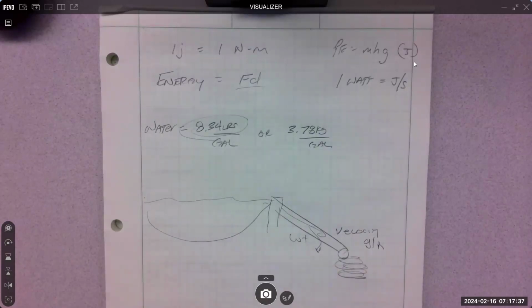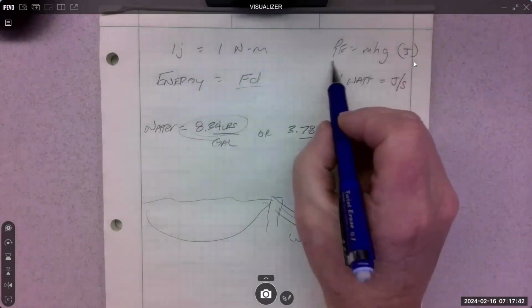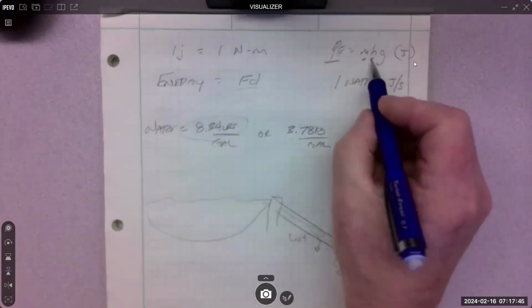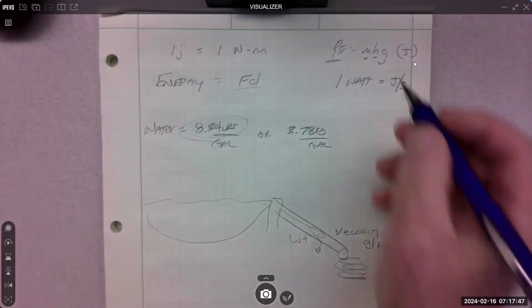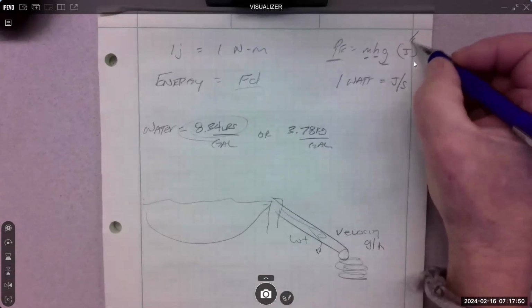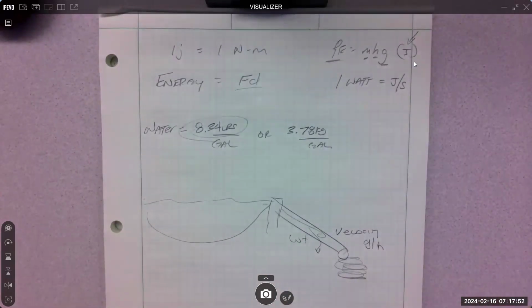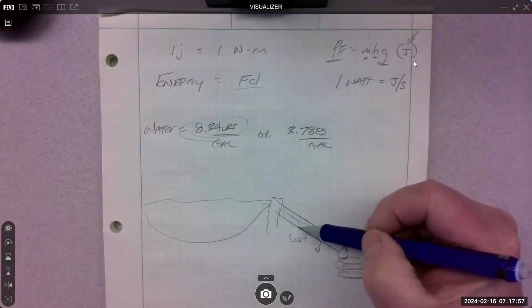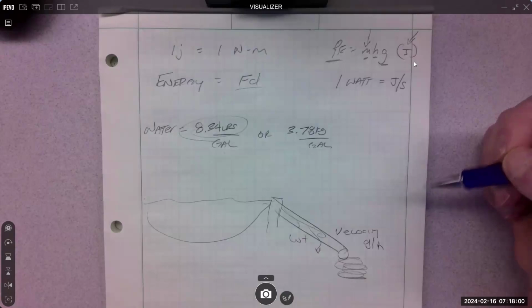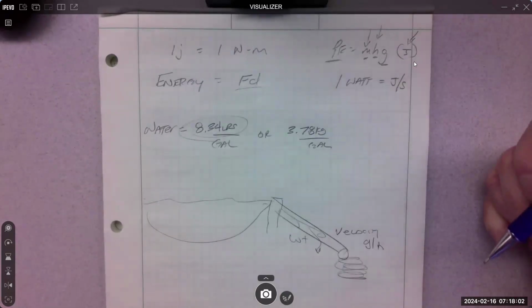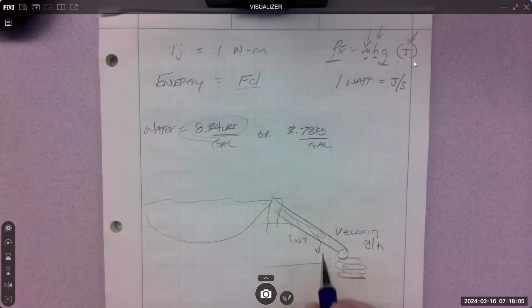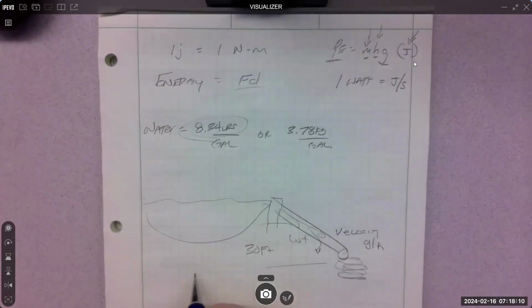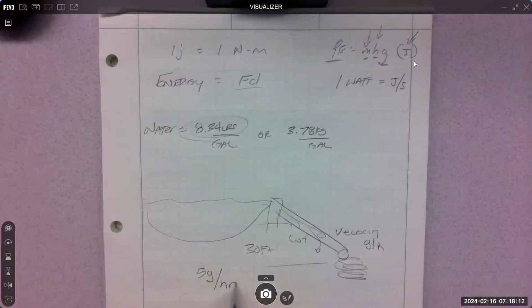The other thing we need to know is the potential energy is mass times the height that it falls times gravity. And that's going to give it to us in joules. So if we know the mass, we know how much water is falling. That's the mass. How far it falls, that's the height. So if this elevation is 30 feet, and let's just say I have 5 gallons per hour, right?